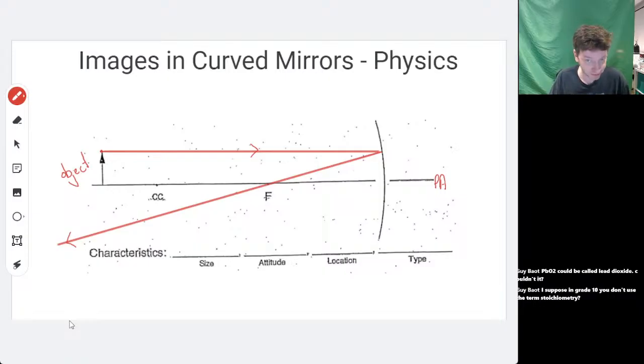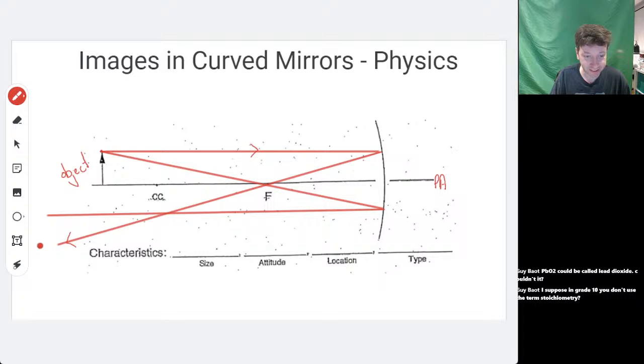Because what you're looking for is where the reflected rays intersect. Only the reflected rays. The second one, which is the easiest to remember if you know the first one, is the exact opposite. So we're first going to go through F, like so. And then we're going to reflect back parallel to the principal axis, like so.